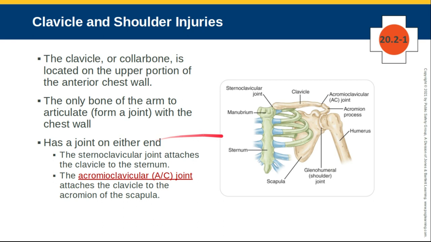This podcast continues with Chapter 20, Musculoskeletal Injuries. We want to look at assessment of specific injuries, and in this case, those of the upper extremity. So we'll start at the top.